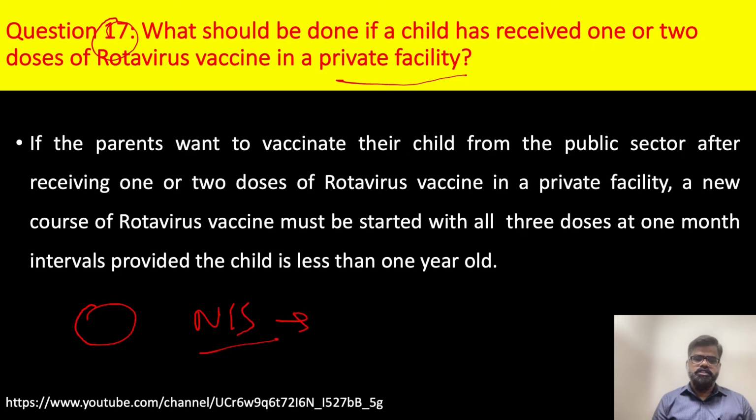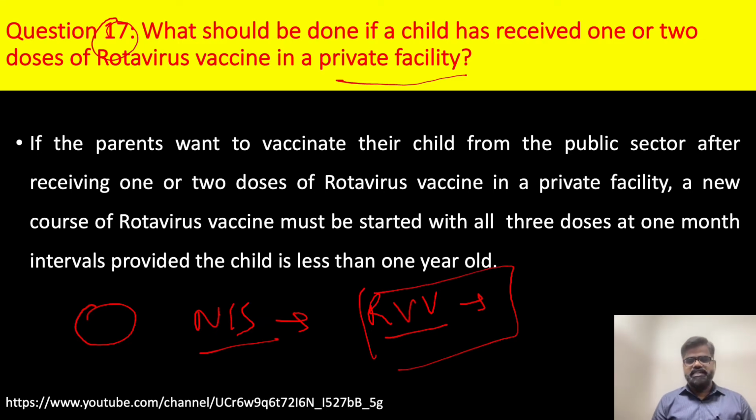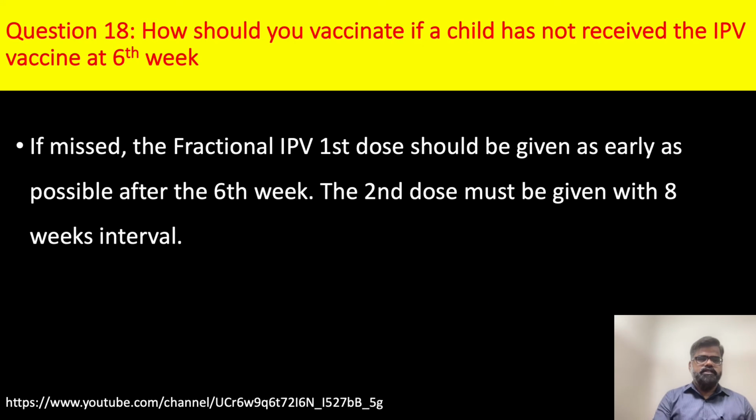And what is the national immunization schedule? If the child is less than 1 year of age, we'll give 3 doses of rotavirus vaccine. Right? So no matter that the child has taken it in private, we'll treat that beneficiary as a new beneficiary and will vaccinate with all the doses as per the national immunization schedule. Okay. Let's take the next question.